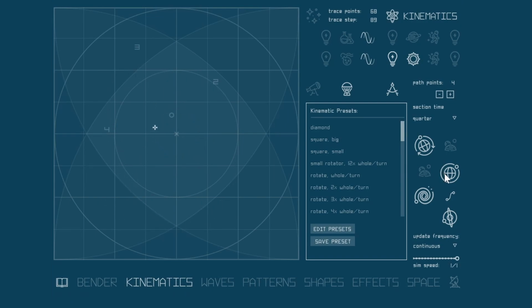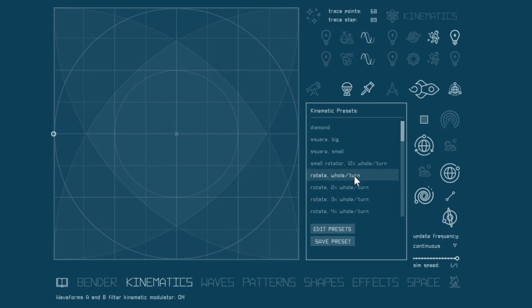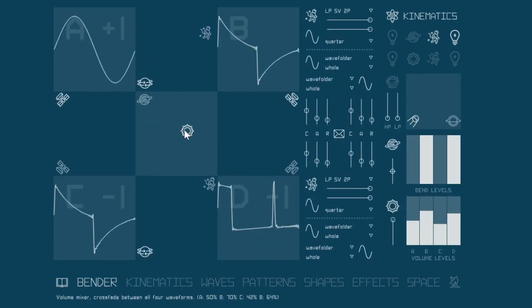There is just one controller left to explain in the Kinematics section. Update frequency. You can use it to change the automation vibe from LFO to step sequencer. Although the whole engine is already a kind of step sequencer, just with many steps per beat. But then I could argue that every digital synthesizer is a step sequencer, as everything digital is quantized to steps.